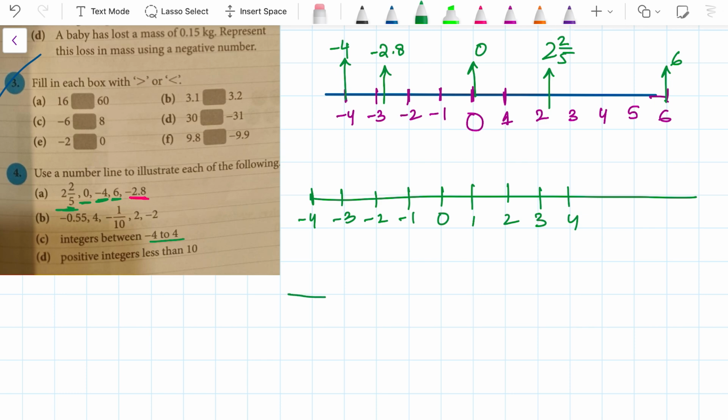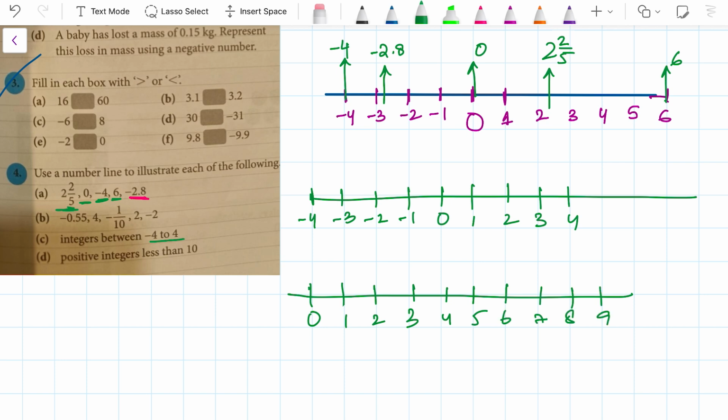Positive integers less than 10. So 0, 1, 2, 3, 4, 5, 6, 7, 8, 9. They said less than 10, so you don't need a 0 here because 0 is not a positive integer. And less than 10 means you just need till 9.